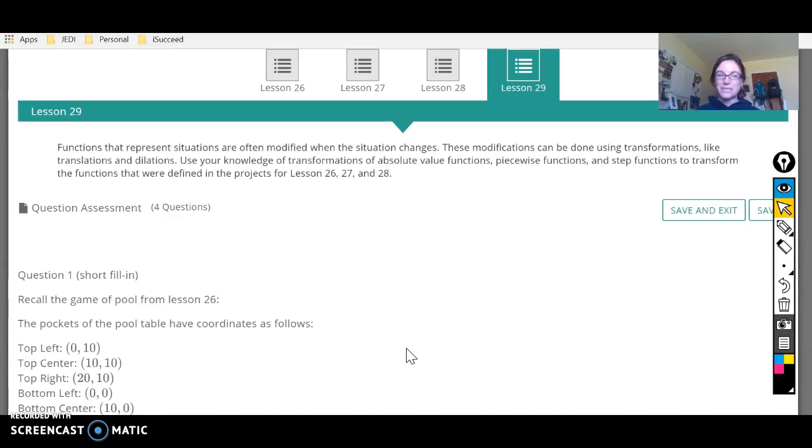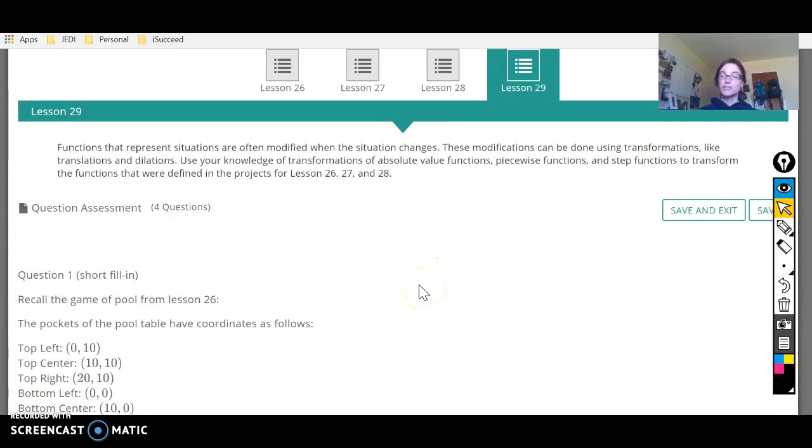Here's the background information. Functions that represent situations are often modified when the situation changes. These modifications can be done using transformations like translations and dilations. Use your knowledge of transformations of absolute value functions, piecewise functions, and step functions to transform the functions that were defined in lessons 26, 27, and 28.